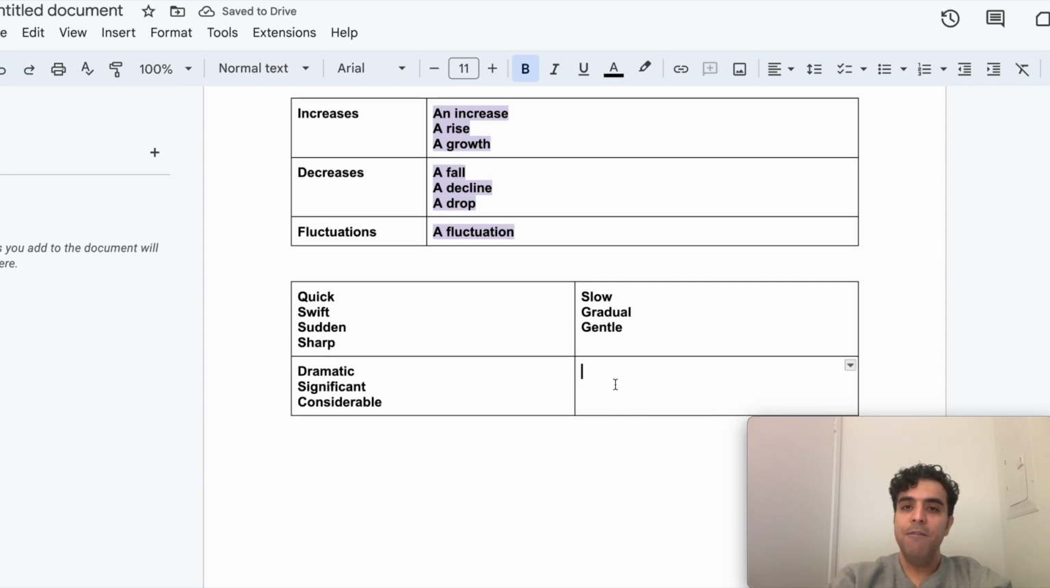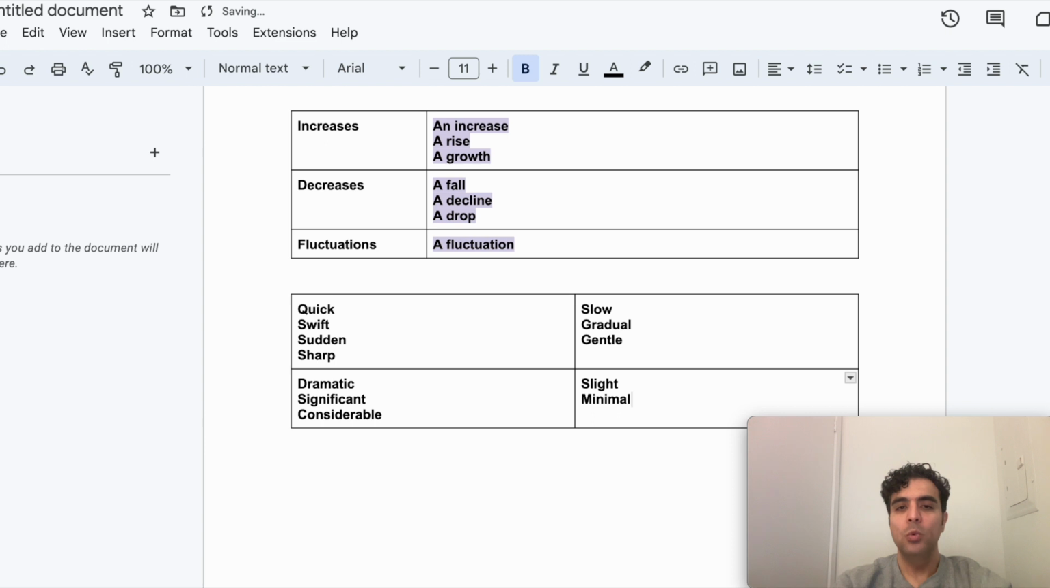And then if it increases or decreases, not slowly, but to a very small amount or to a very small extent, then you could use slight or minimal. So what do I mean? I could say a quick increase. I could say a dramatic increase. I could refer to a swift fall, or I could refer to a significant drop.